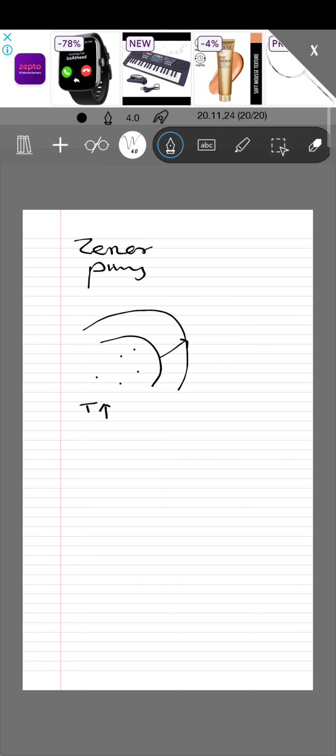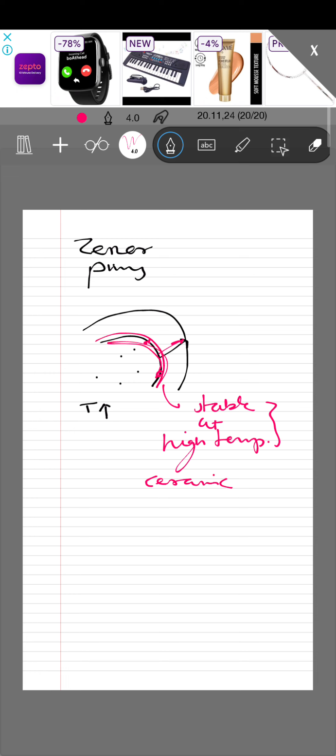Now in this case, if we somehow develop a material at the grain boundary, so that these particles are stable at high temperature, then the process of grain boundary migration is hampered. This is actually grain boundary pinning. The ones which are stable at high temperature are basically ceramic materials. So if we could incorporate a ceramic material in the grain boundary, the grain boundary diffusion can be avoided.